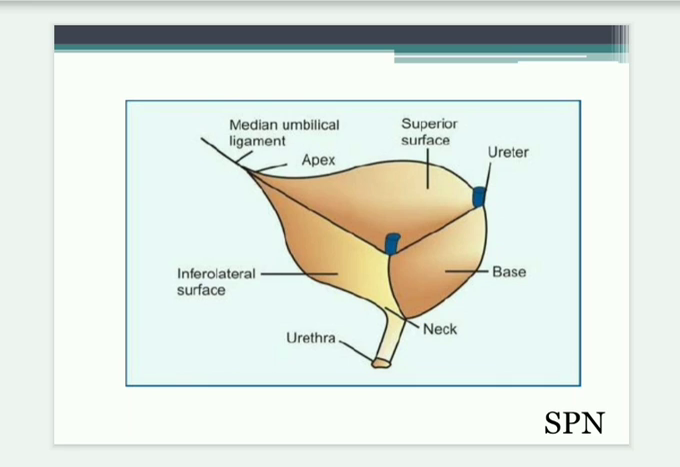You can see here the apex, base, inferior lateral surfaces, neck, prostate, prostatic urethra, superior surface, and ligament. Let's go into some detail, but this is a diagram. You can also draw an overview for an easy way.